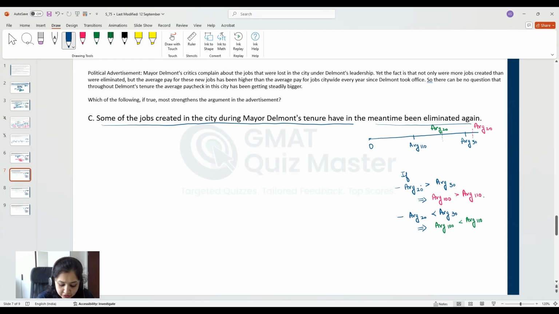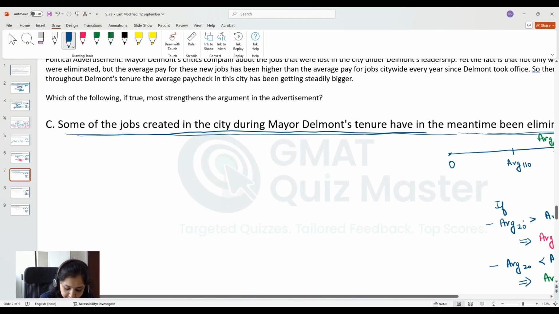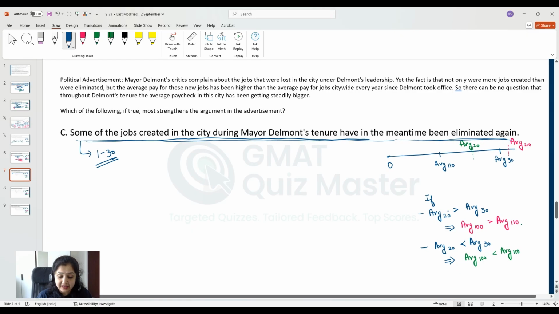Choice C. Some of the jobs created in the city during Mayor Del Monte's tenure have in the meantime been eliminated again. So this choice is saying that, as per our example, we have considered that 30 new jobs were created. And this choice says that some of these 30 jobs, and some can mean anywhere between 1 to 30, so, one to all of these jobs have been eliminated again. All right, let's understand what is the impact of this elimination. Let's consider the extreme cases, or at least one extreme. Let's say all 30 were eliminated. All the new jobs that were created, they got eliminated.